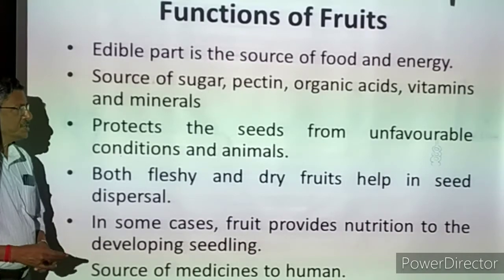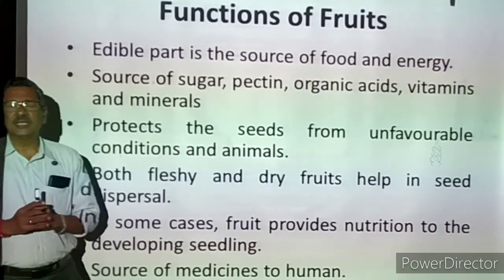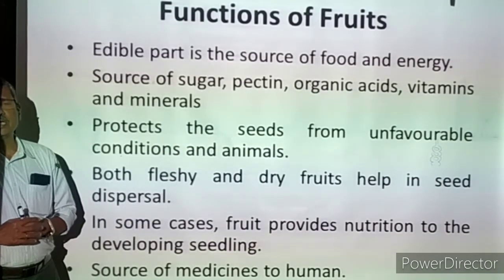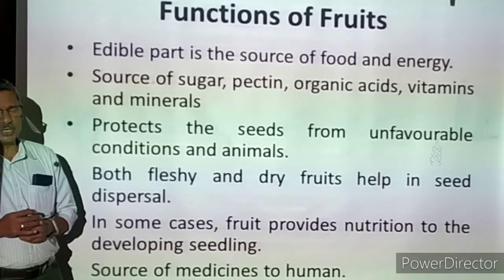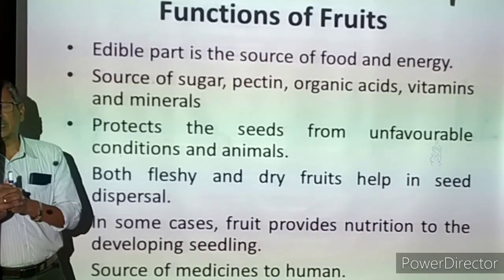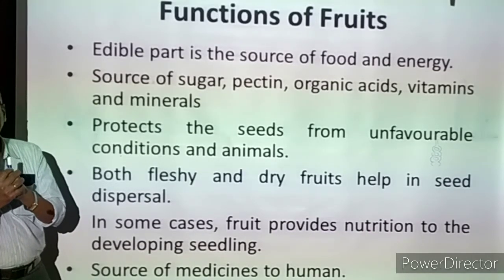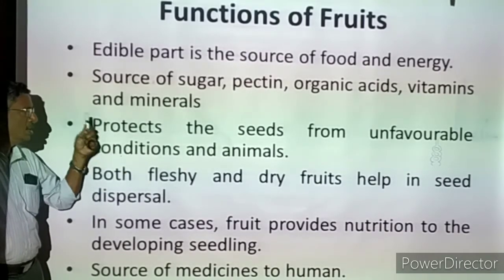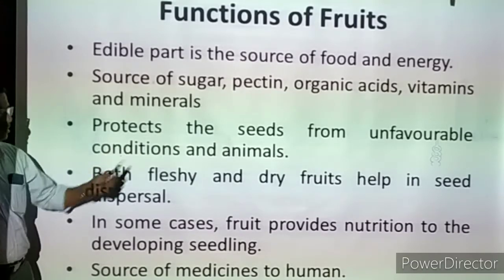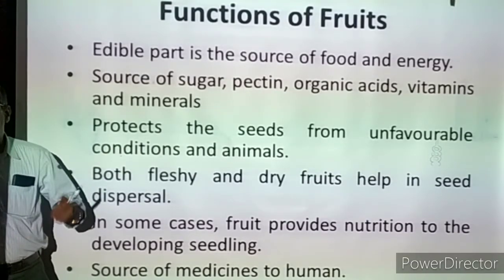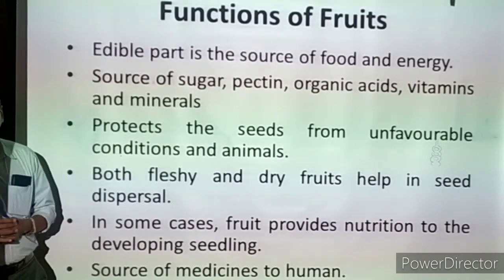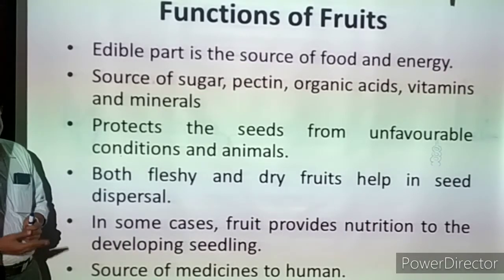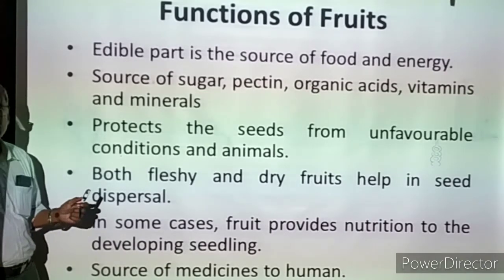Okay. First, unfavorable condition. The seeds may not experience suitable conditions for germination. So, at that particular season, the outer protective covering is protecting the seeds. So, the fruit wall protects the seeds from unfavorable conditions. Whenever the favorable condition comes, the fruit wall will decay. Seeds will be released and the seeds develop into a new plant.